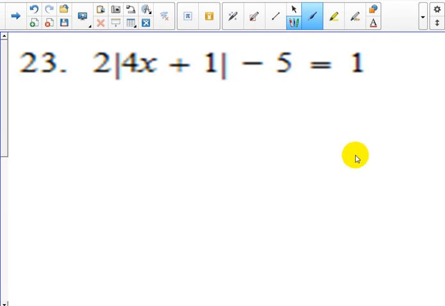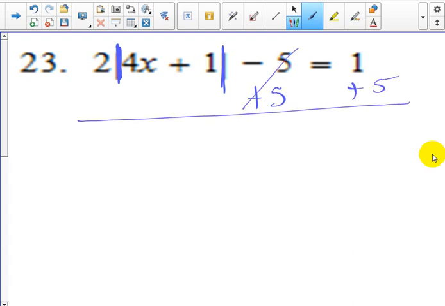Number 23, we've got 2 times the absolute value of 4x plus 1 minus 5 equals 1. So the first thing we want to do, we've got to isolate this absolute value. So the first thing we want to do is add 5 to each side.